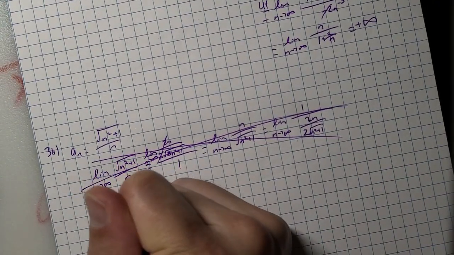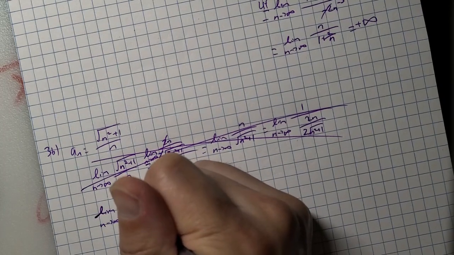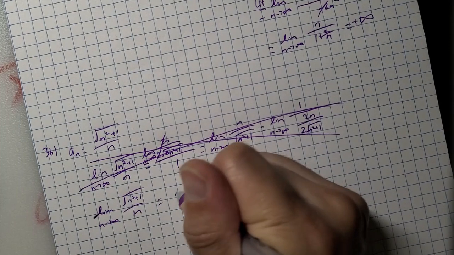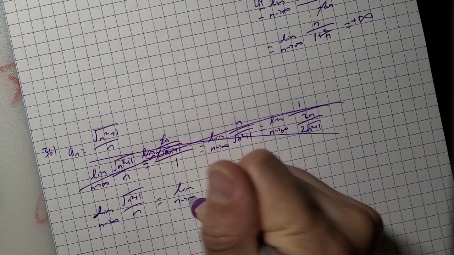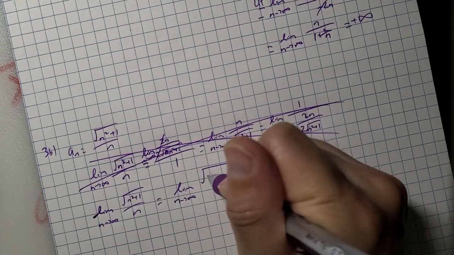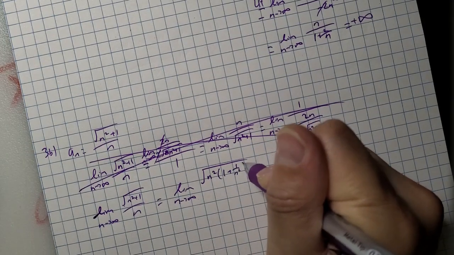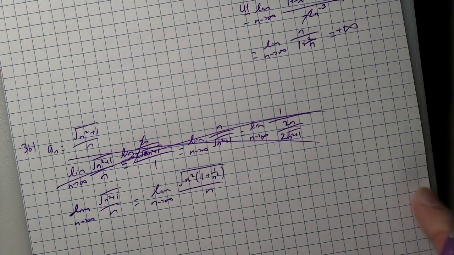Limit as n goes to infinity. We know that this is a horizontal asymptote that we're trying to find. Remember the technique to do that in Math 2A? Limit as n goes to infinity. We can factor out n squared. So that'll just be 1 plus 1 over n squared all over n. Okay?